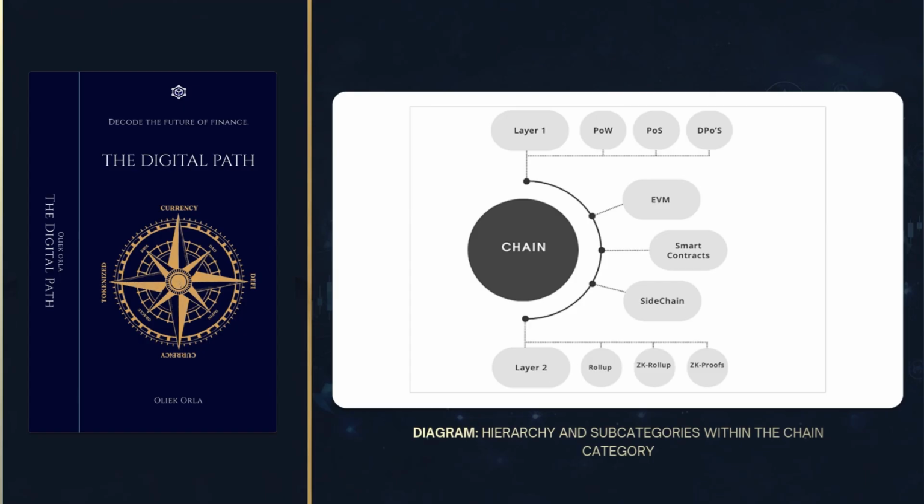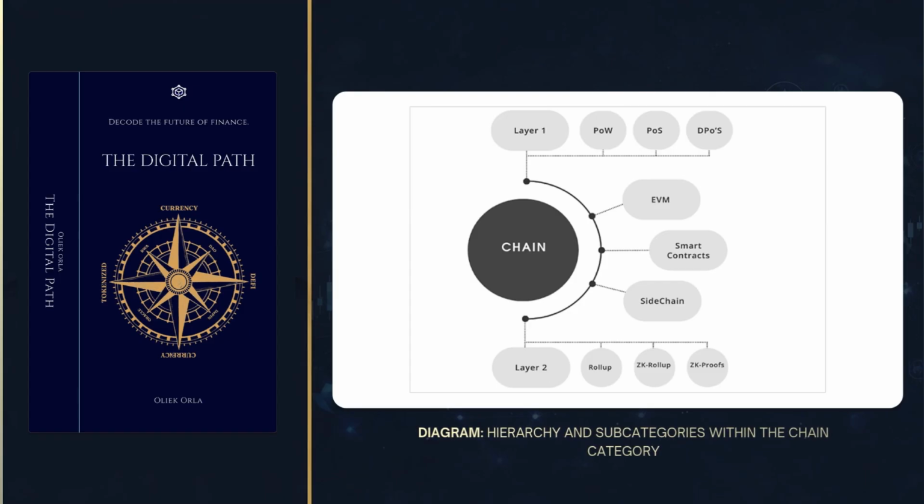Within the chain category, several key subcategories can be identified, each corresponding to different layers of blockchain architecture. Layer 0. This subcategory includes projects that provide core network infrastructure and enable interaction between different blockchains. It is responsible for cross-chain communication, interoperability, and ecosystem synchronization.